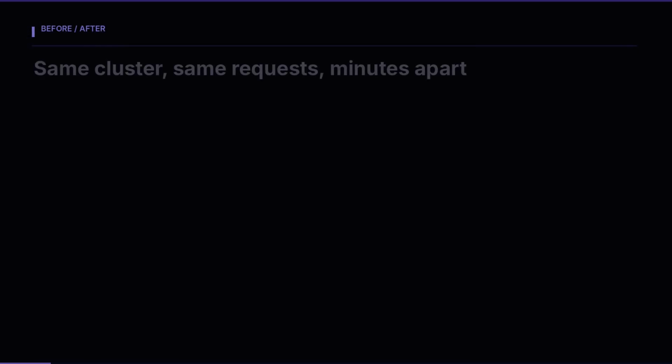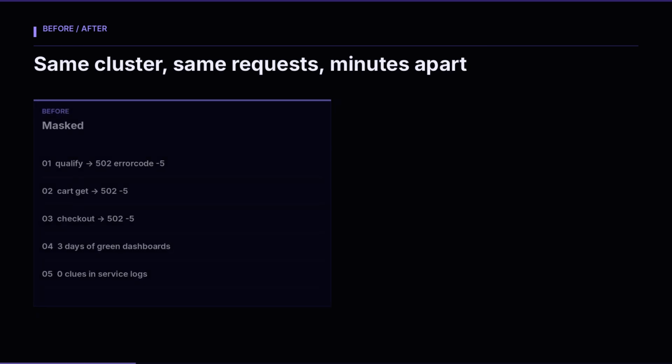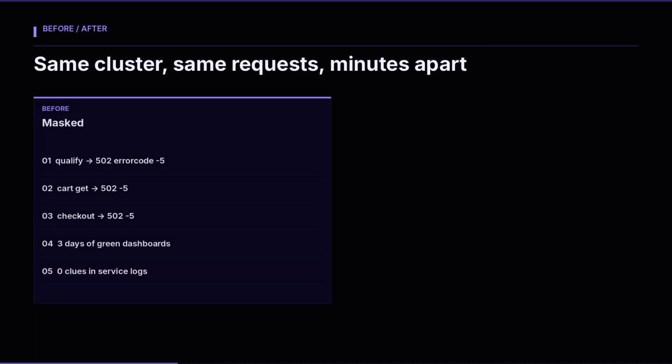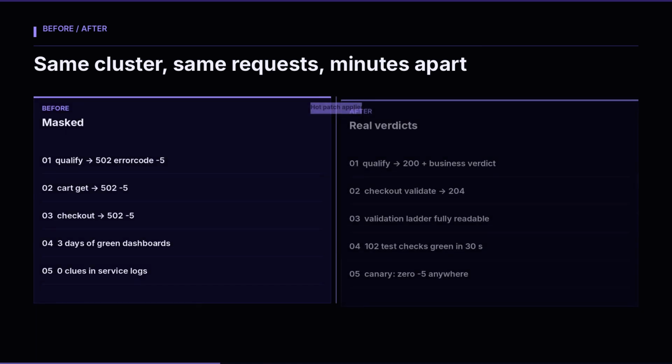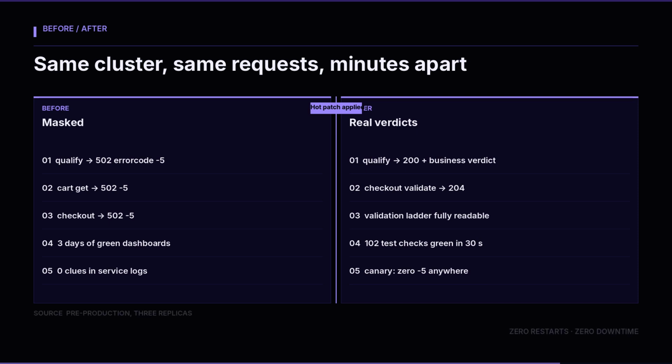Then the moment. All 3 replicas patched, one command. The same checkout call that returned -5 for days returned a real 200, with the full business verdict inside. Checkout validation, which had been an opaque wall, returned its actual validation ladder, and by the end of the session, the test suite drove the entire checkout flow to a genuine 204 no content. 102 checks, 30 seconds, 0 -5s anywhere. The mask didn't get fixed, it got removed.